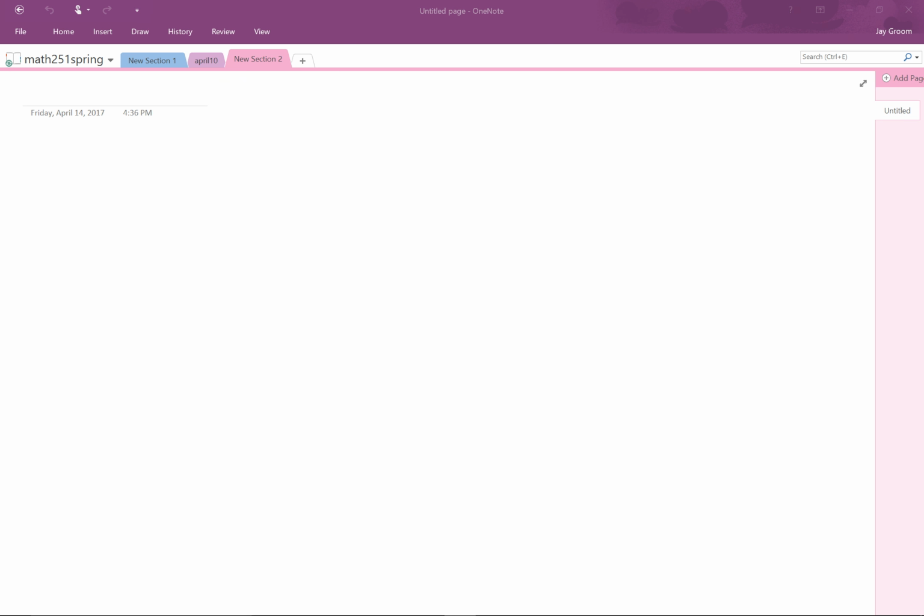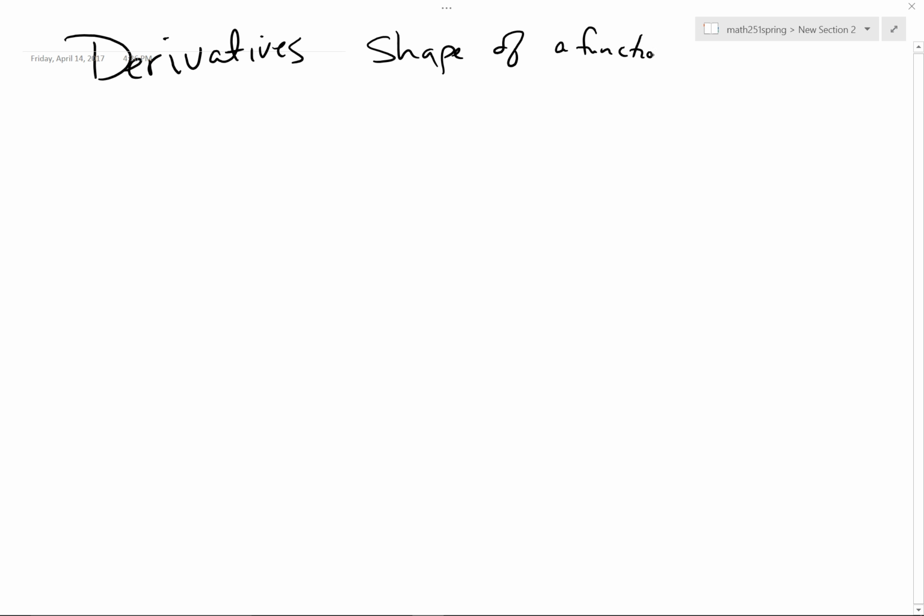All right, so today we're going to talk about how the derivatives affect or can describe the shape of a function. And so we've talked a little bit about, in passing at least, hey, if you have a function y equals 2x e to the x, where is this thing increasing? Where is it decreasing? How do you know that?